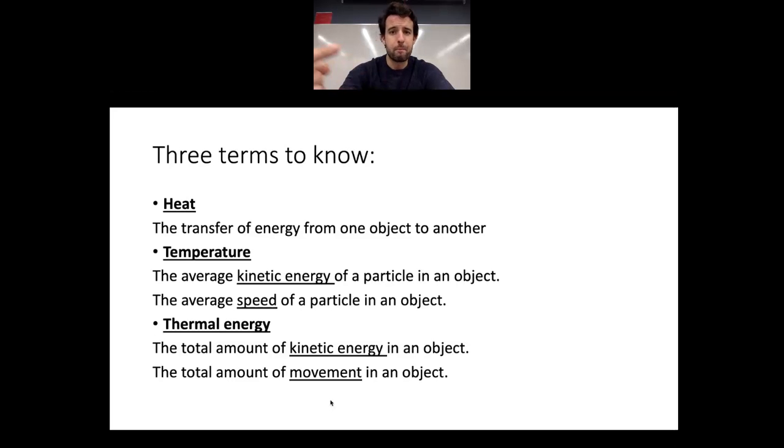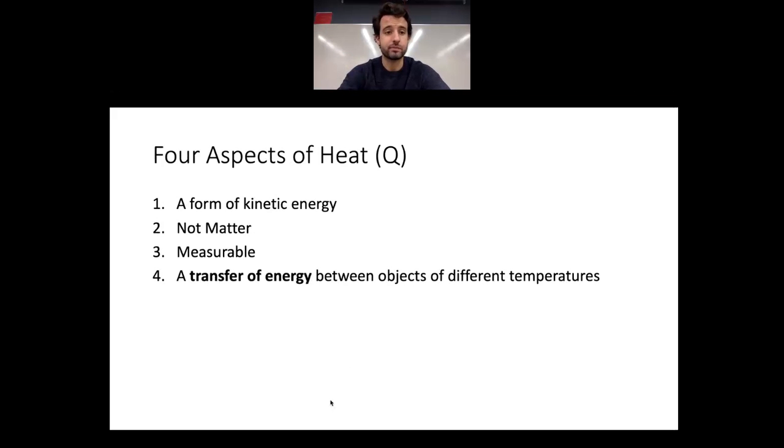Here we go. Before we leave, make sure you write down these definitions. They're important. They're going to come up early and often. Okay, so heat is a form of kinetic energy. It's not matter. It's measurable. It's a transfer of energy between objects. That's the key here, transfer. Hopefully you have this written down. You don't have to write this all down, but you should have transfer of energy somewhere in your notes.